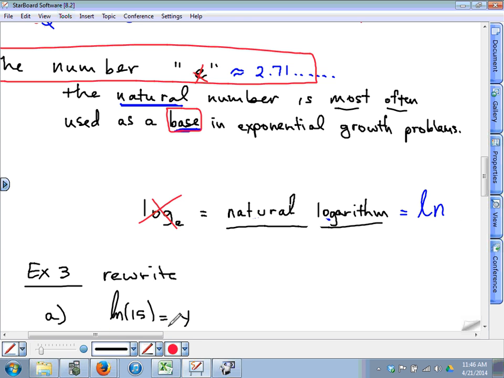Rewrite this expression. Natural log of 15 equals y. It'd be so much easier to write things down if your phone wasn't in your hand.